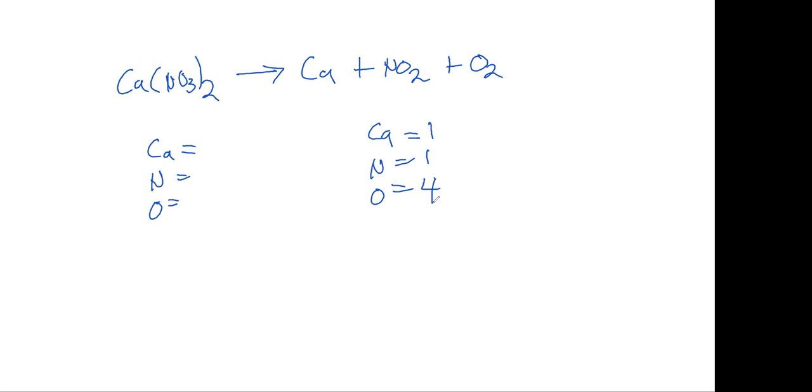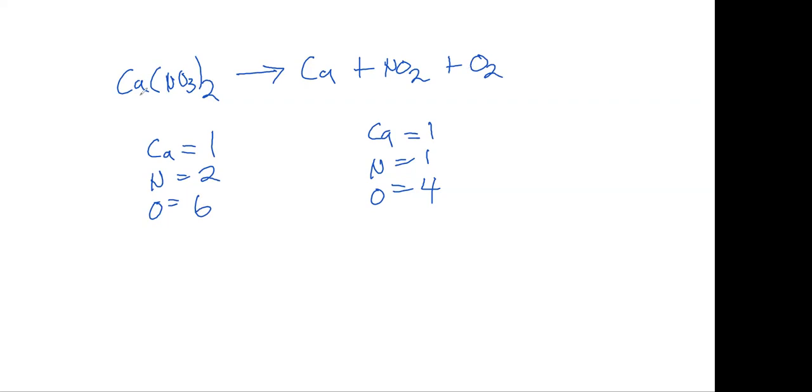How many calciums do we have in our reactant side? 1. How many nitrogens? Not just 1 nitrogen, because we have that 2 there. So we should have 2 nitrogens. Remember that those numbers outside the parentheses go to everything inside. How many oxygens do we have? 6. Very good. So are we balanced looking at it as it is right now? No. All right, so we do need more.